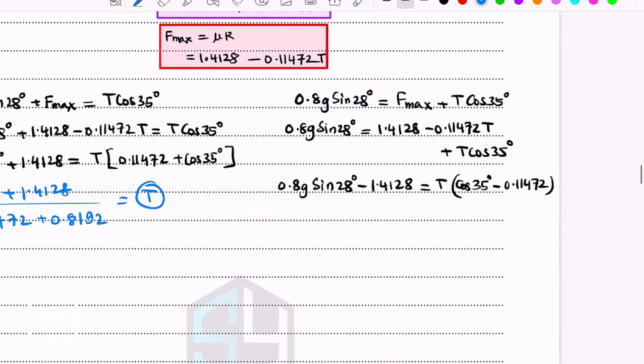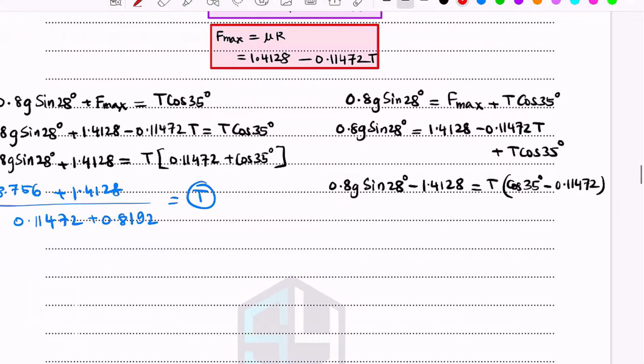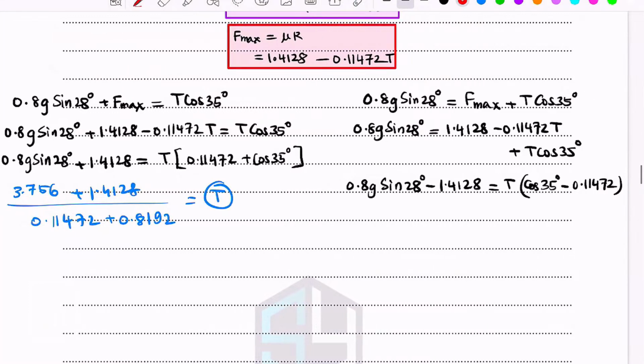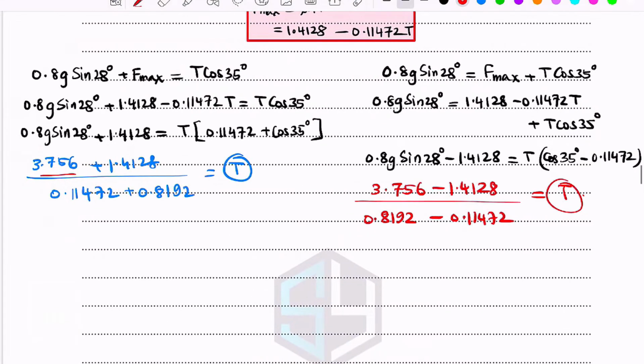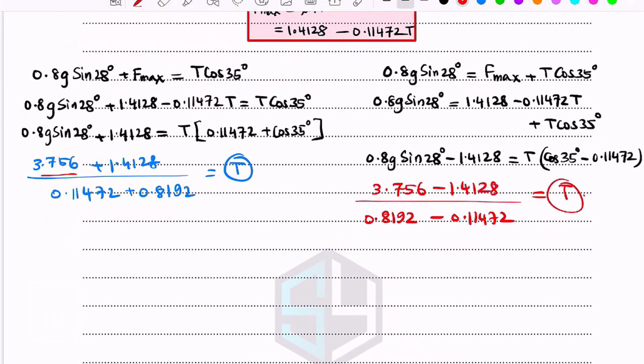And the other value is 0.8g sine 28, which is 3.756, minus 1.4128 divided by cos of 35, which is 0.8192, minus 0.11472. This equals the other T. One of them will give you the maximum value, the other will give you the least value.